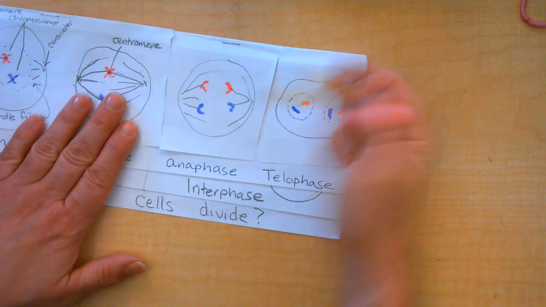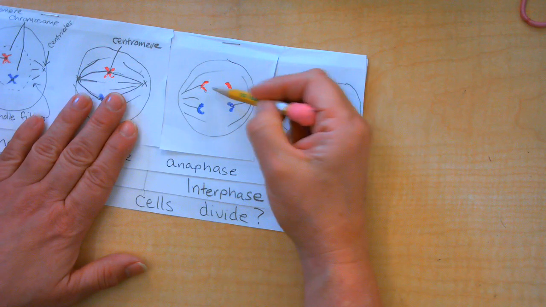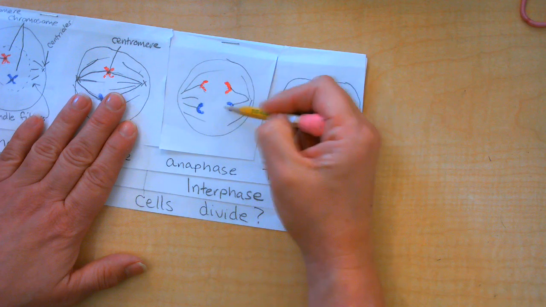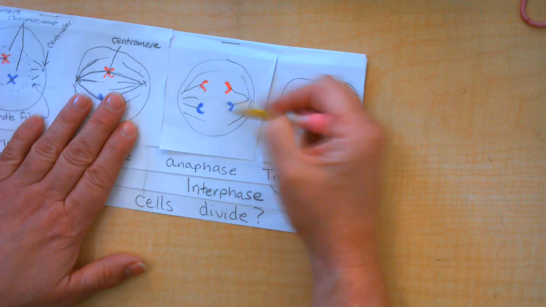Our next phase is anaphase, where the sister chromatids are being pulled apart because you're going to have 2 new cells, one here and one here. And so they need to separate.